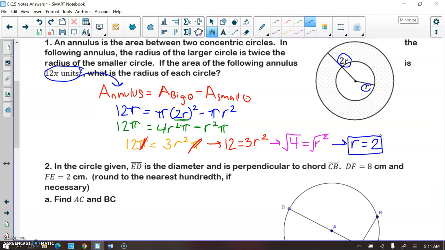So that would be the radius of the small circle, but we want to find the radius of each circle. So the radius of my big circle then would be 2 times 2, which is 4. And that's it.